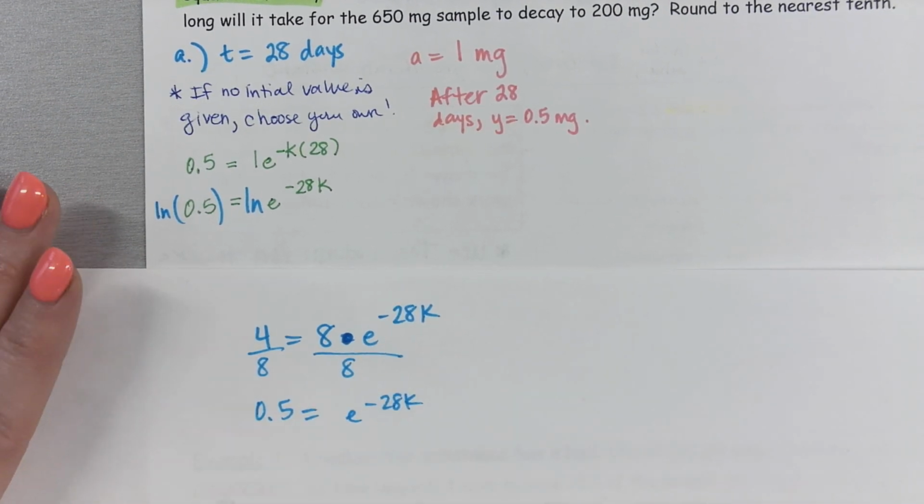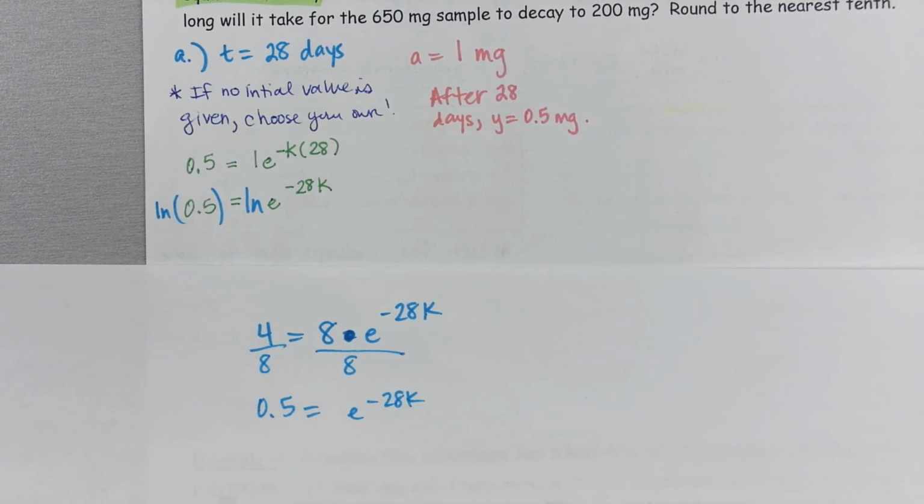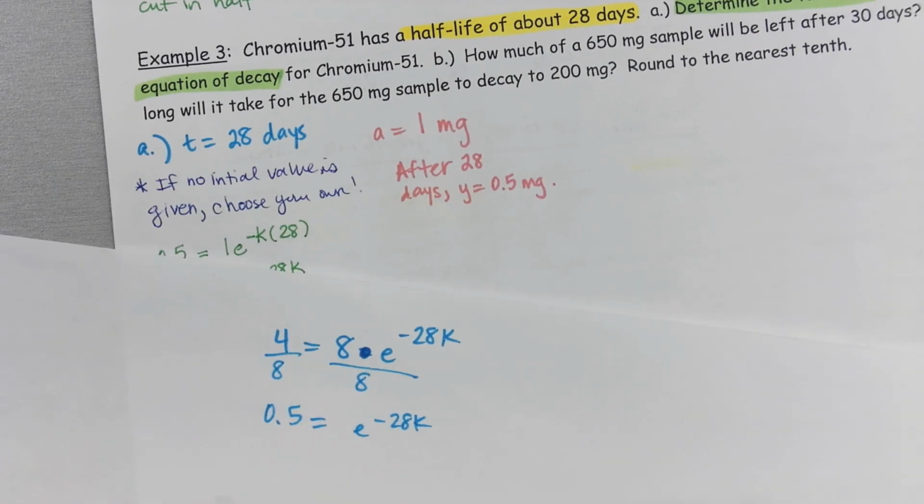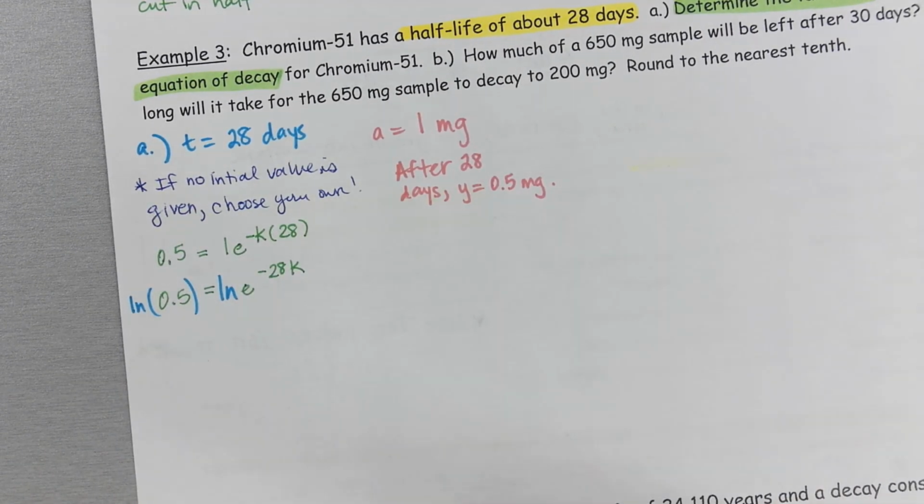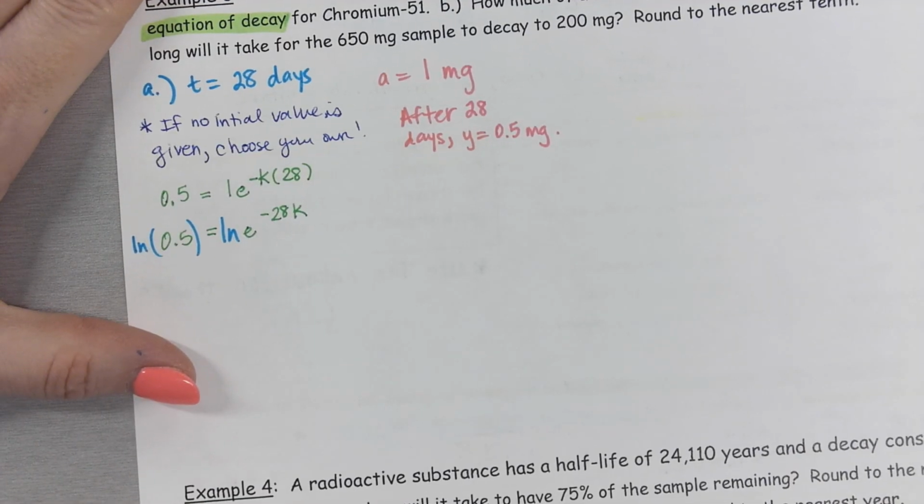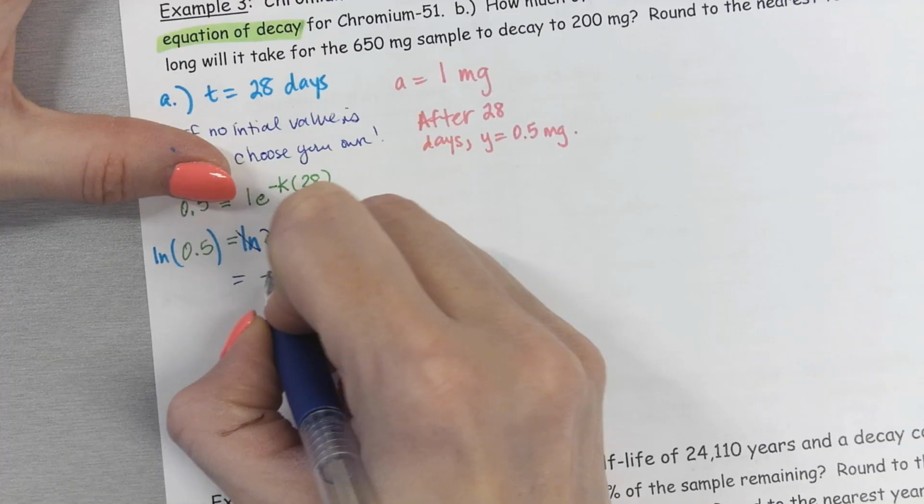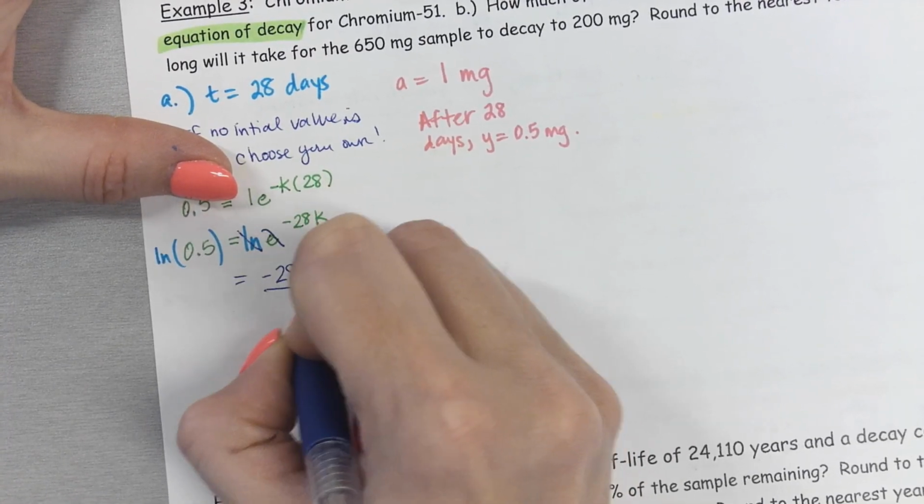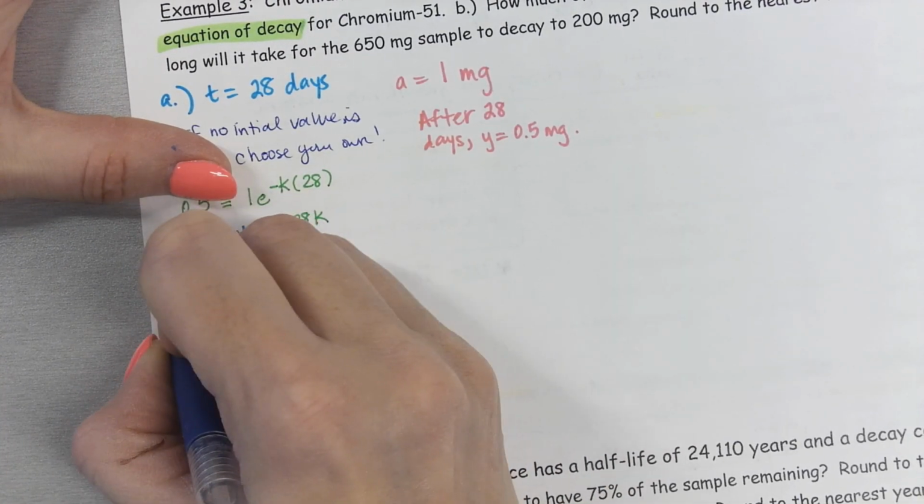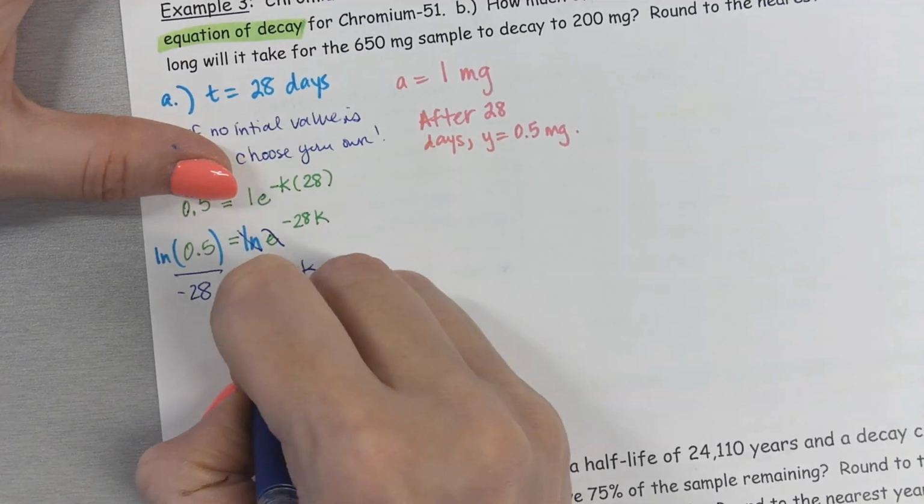And then you take the natural log. Okay, so no matter what, you're going to end up with this situation. So if you choose 1, it's just like you're multiplying by that value. Okay, and then we know that ln undoes e, so the negative 28k comes down, so we can divide both sides by negative 28.